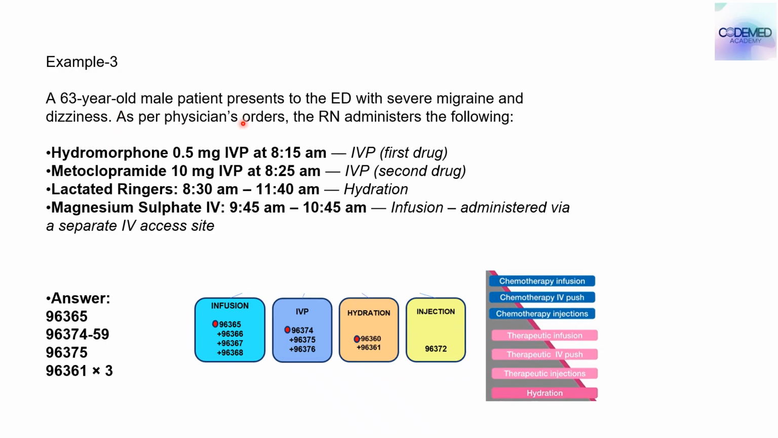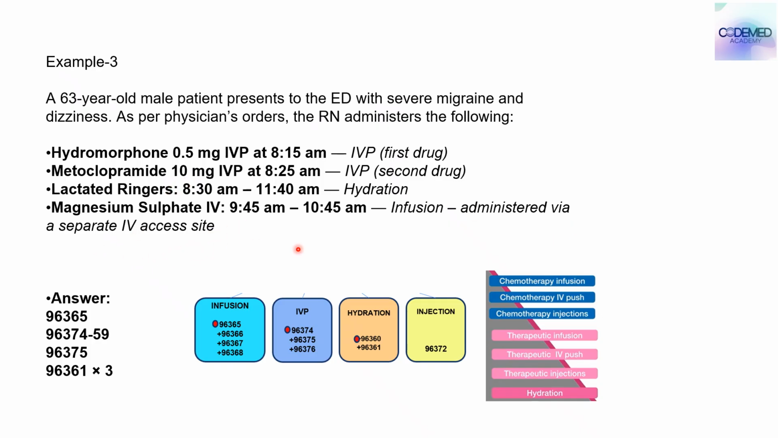A 63-year-old male patient presents to ED with severe migraine and dizziness. As per the physician order, the nurse administered the following. The hydromorphone IV push 8:15 a.m., metoclopramide 10 mg IV push 8:25 a.m., lactated Ringer's solution 8:30 a.m. to 11:40 a.m., and magnesium sulfate IV infusion 9:45 a.m. to 10:45 a.m. administered via a separate IV access site.